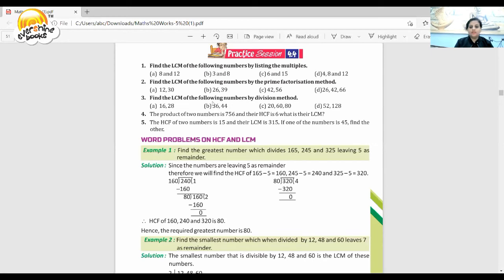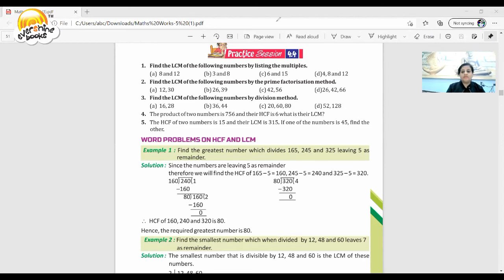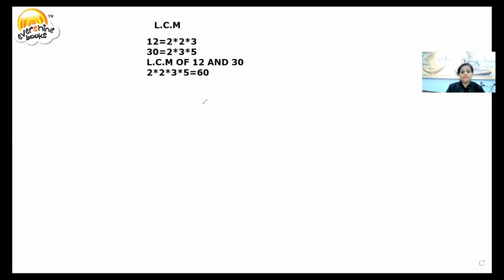Likewise, you are supposed to do all the sums. Now we will find the LCM of the following numbers by the division method. The division method is the method in which we write the sum together. So here I'm sharing 16 and 28. When we find the LCM of 16 and 28, we will write both together, 28 and 16. So we will write like this. 2 8s are 16. Then 2 1s are 2.